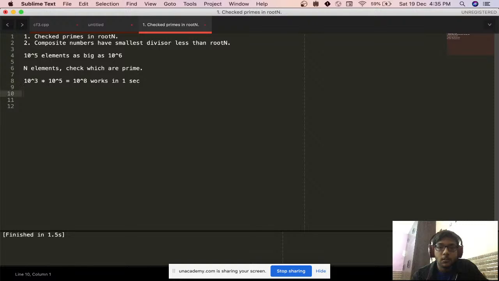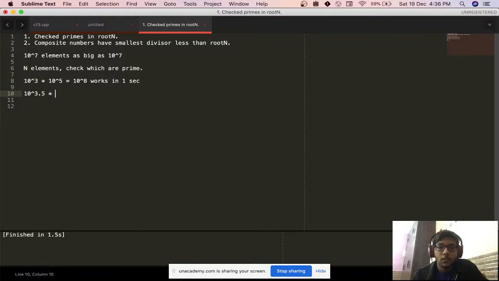So now let us say that we increase this up to 10 to the power 7. So for a number as big as 10 power 7, how much time would we need to check if it is prime? That's root of 10 power 7, the square root of 7 by 2, so let's simply write it as 3.5.